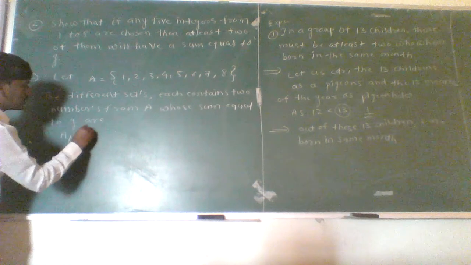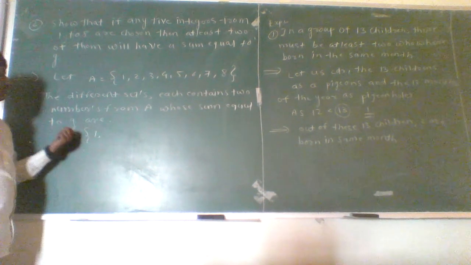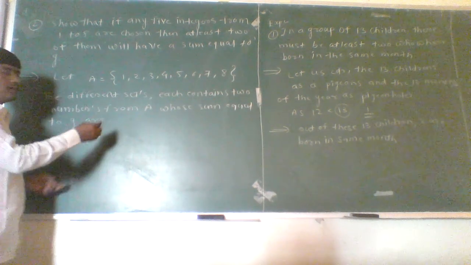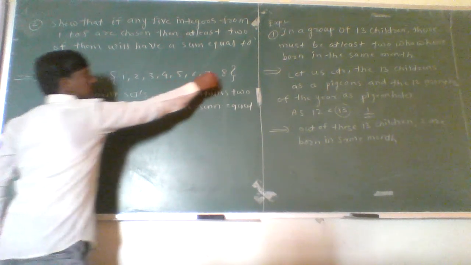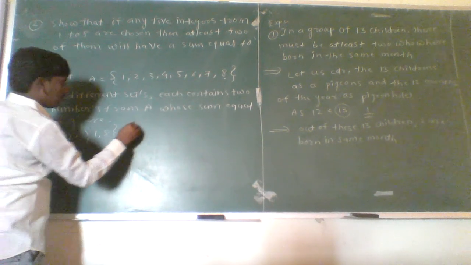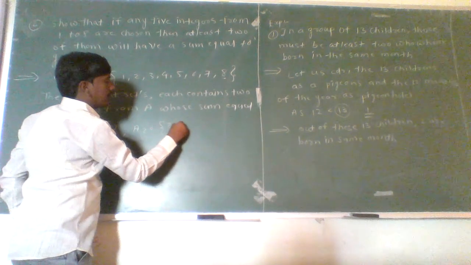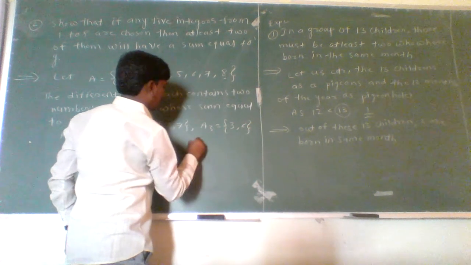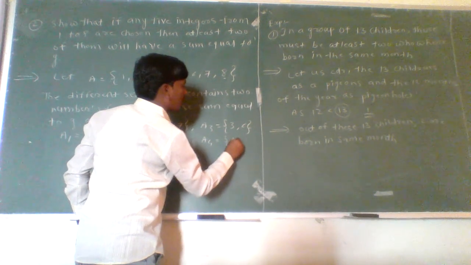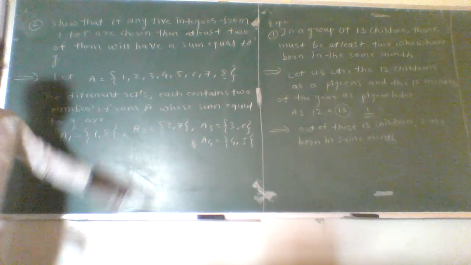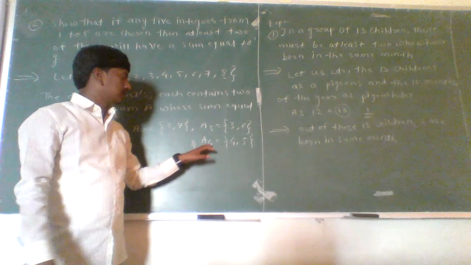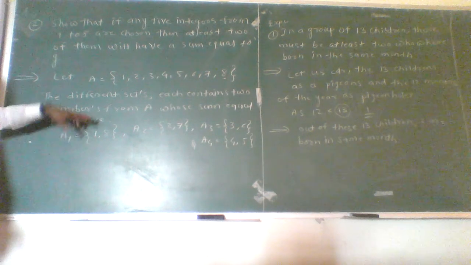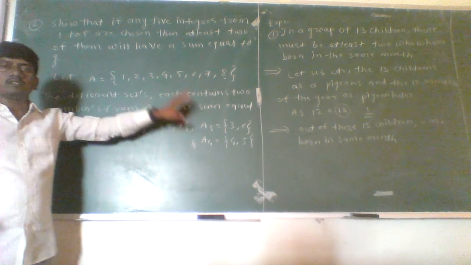Let A1 be a set which contains 1. As we have taken 1, in each set we take only 2 elements, and those 2 elements will have a sum of 9. If we take 1, then the corresponding element is 8. A2 is equal to {2, 7}, A3 is equal to {3, 6}, and A4 is equal to {4, 5}. These are the only possible sets. The next one, 5 and 4, is nothing but A4, and 6 and 3 is again A3. So these are the only 4 different sets, each containing 2 numbers from the set A whose sum is equal to 9.